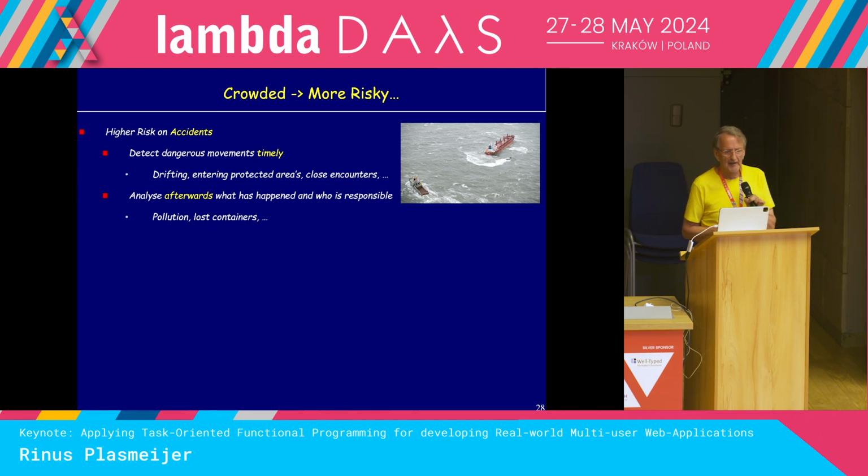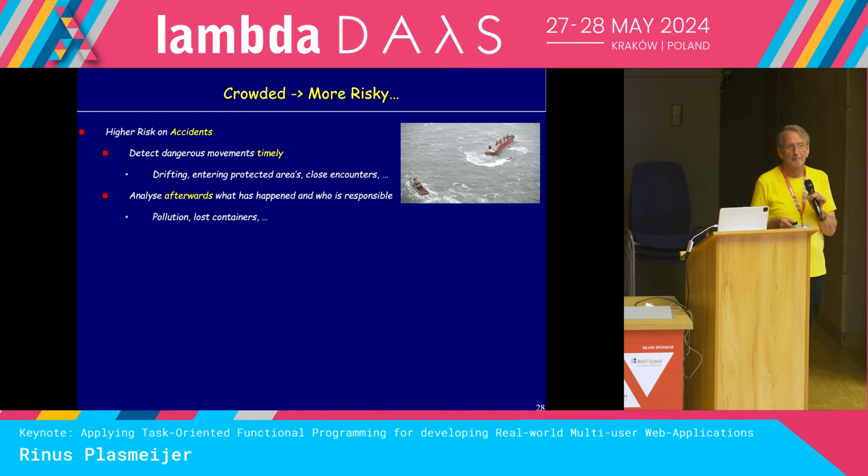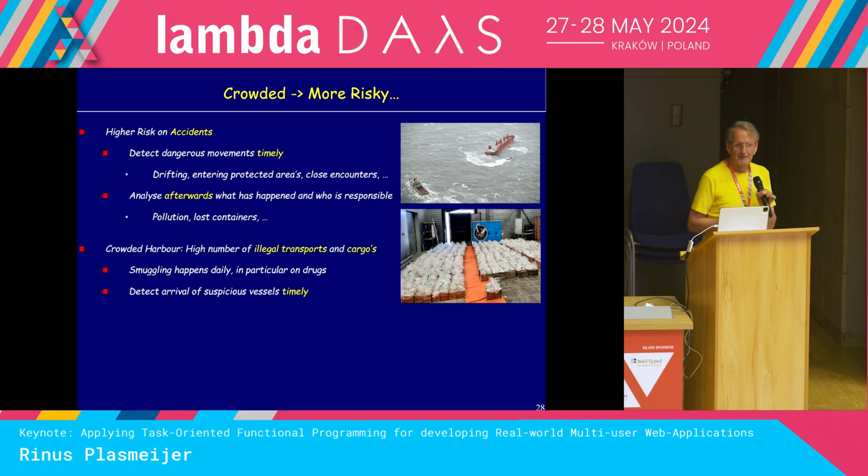Which did happen. A year ago, one of the ships drifted away and went right into the windmill farms and hit some of the equipment. So it would be nice if you could detect this timely before the disaster happens. Also afterwards, you want to know things like when there is pollution. When a ship loses oil or loses containers, you have to know who lost the containers. Who can we blame? So all this type of information you want to use.